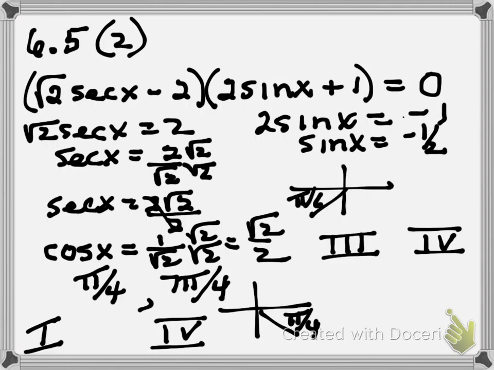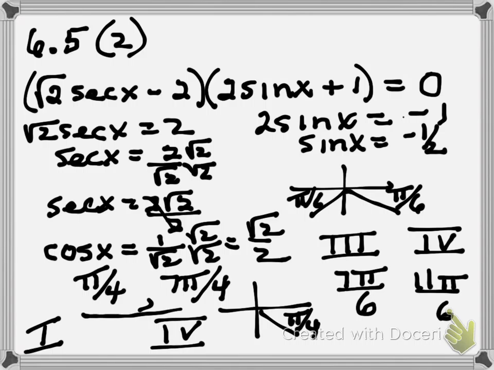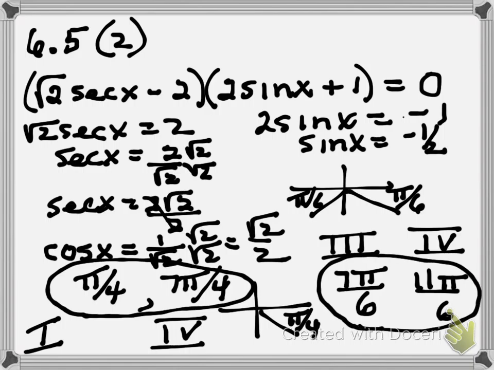and you're going to take pi, which is 6 pi over 6, plus pi over 6, and get 7 pi over 6. When you place pi over 6 in the fourth quadrant, you're going to go 12 pi over 6 minus pi over 6, which is 11 pi over 6. So we're getting 4 solutions: pi over 4, 7 pi over 4, 7 pi over 6, and 11 pi over 6.